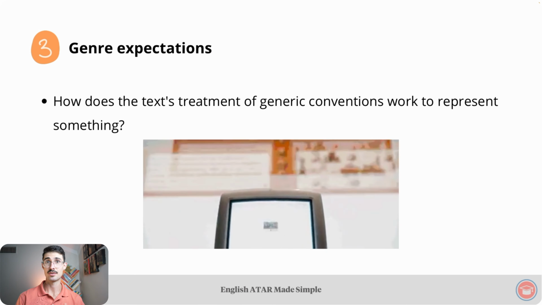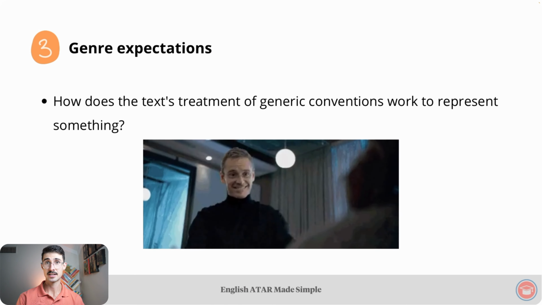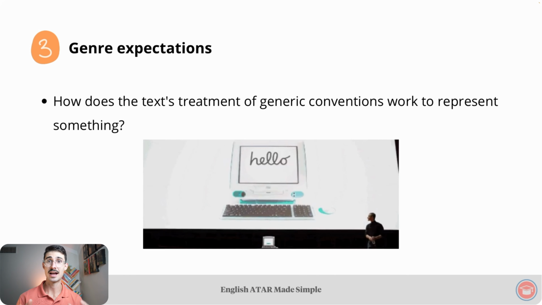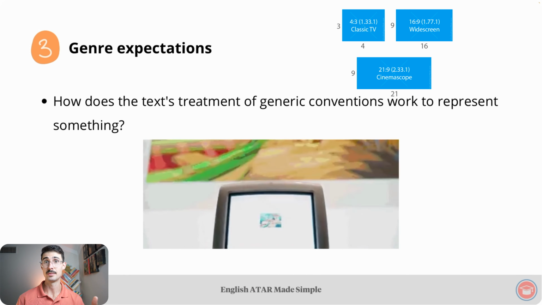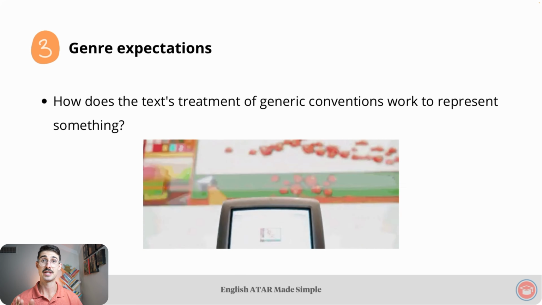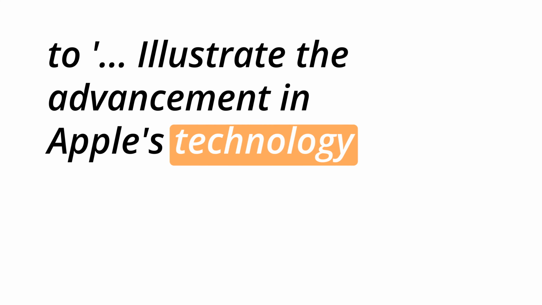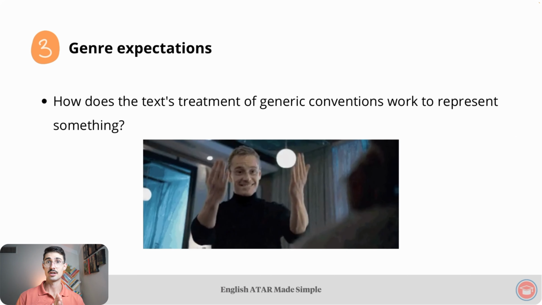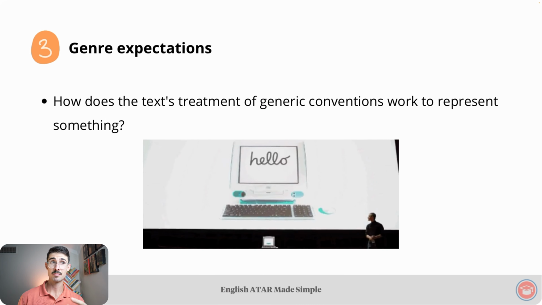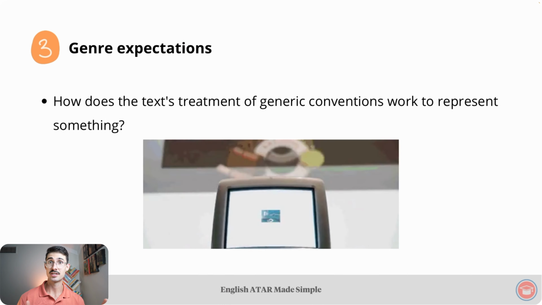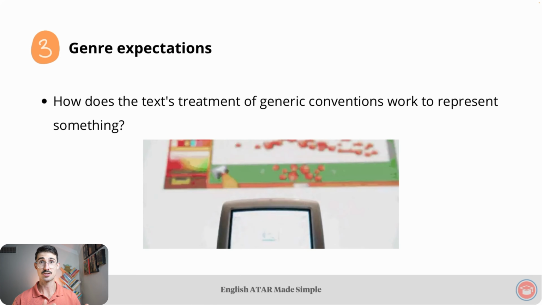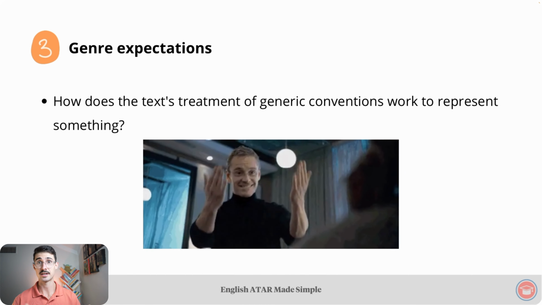Danny Boyle, the director, subverted that expectation by representing 3 different product launches of Apple in 3 different formats. According to IMDb, this was done to illustrate the advancement in Apple's technology across the 16 years of Jobs' life depicted. So that is question number 1. How does a text creator represent something? They represent something through the use of language features, structural features, or genre expectations.